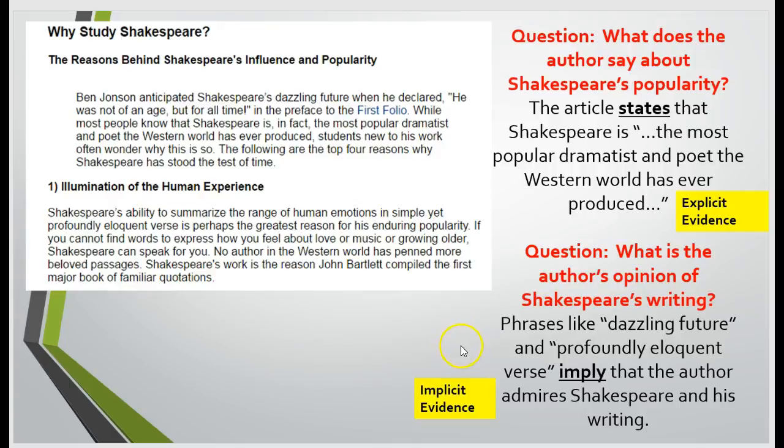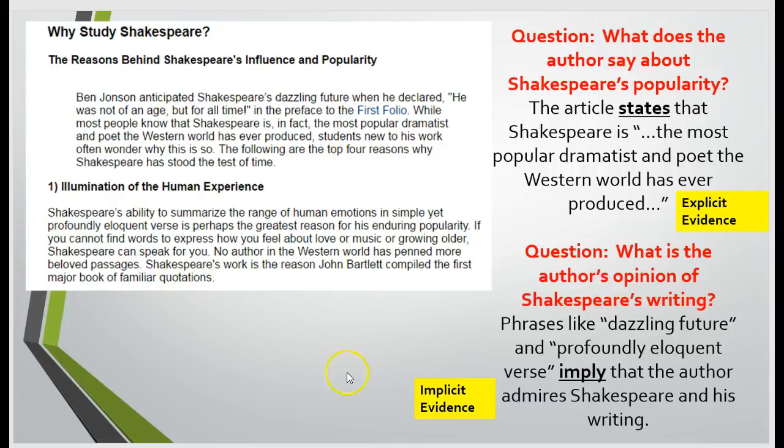Now, let's say the next question was this: what is the author's opinion of Shakespeare's writing just based on what I see in these 2 paragraphs? Okay, now nowhere is the author saying, I think Shakespeare is wonderful. I think Shakespeare is the greatest writer of all time. But in fact, the author really is saying something like that. But I have to piece it together. I have to make inferences with what we call implicit evidence. It's implied, but it's not explicit.